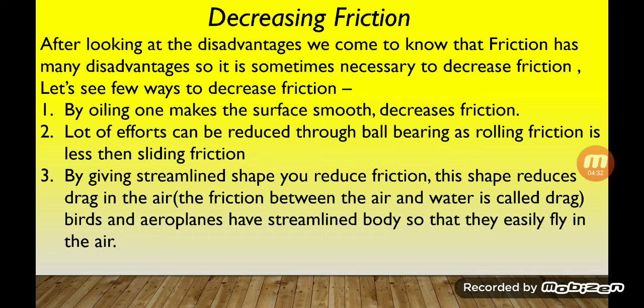Second, lots of effort can be reduced through ball bearings, as rolling friction is less than sliding friction. Third, by giving a streamlined shape, you reduce the friction. This shape reduces drag in the air or the friction between the air and water. Birds and aeroplanes have a streamlined body so that they easily fly in the air.